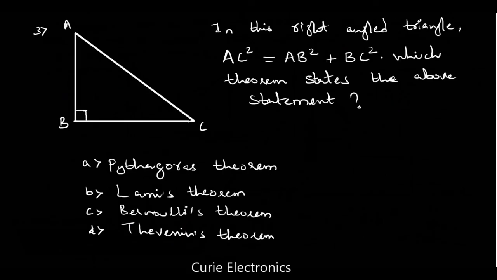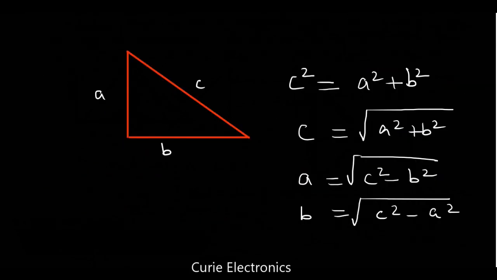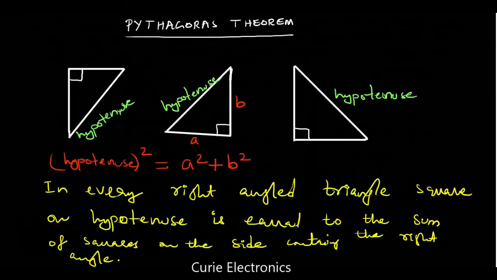This much idea is sufficient regarding the Pythagoras theorem. And finally, there is a simple question. This was also asked in previous year exam questions. In this right angle triangle, AC square equals AB square plus BC square, which theorem states the above statement? Now, no need to tell you, it is the Pythagoras theorem. Pythagoras theorem also we have revised. I will say it's a revision only, because all of you have studied it in your school days.